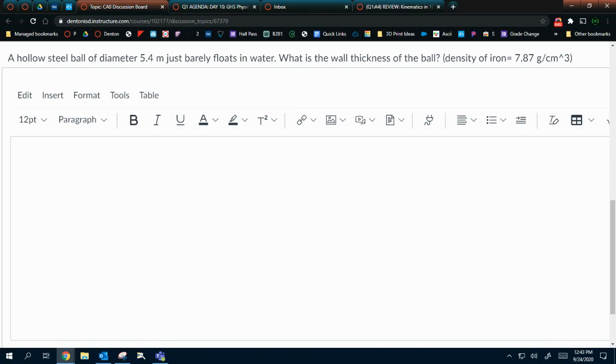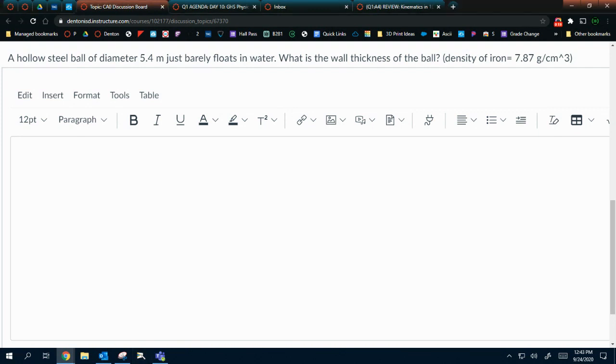So the student asks the question: a hollow steel ball of diameter 5.4 meters just barely floats in water. What is the wall thickness of the ball? And it gives us the density of iron. So how do we solve this? Well, it's a little tricky, but not too bad.